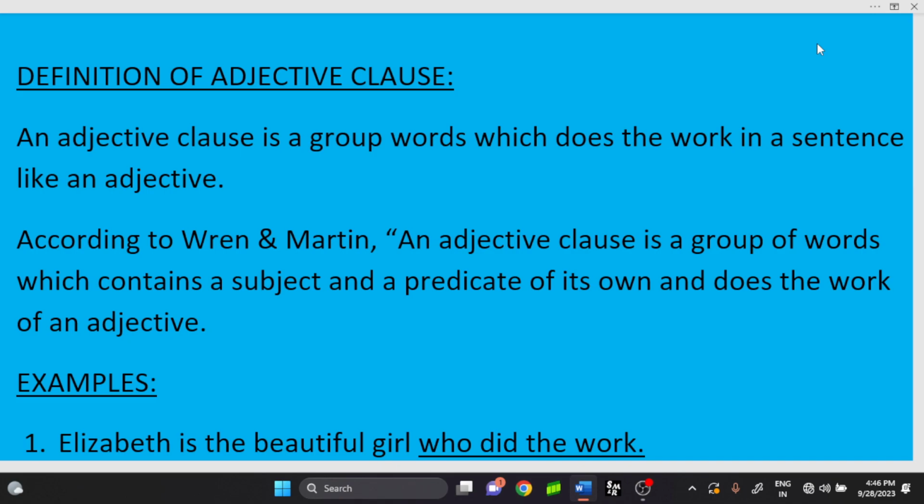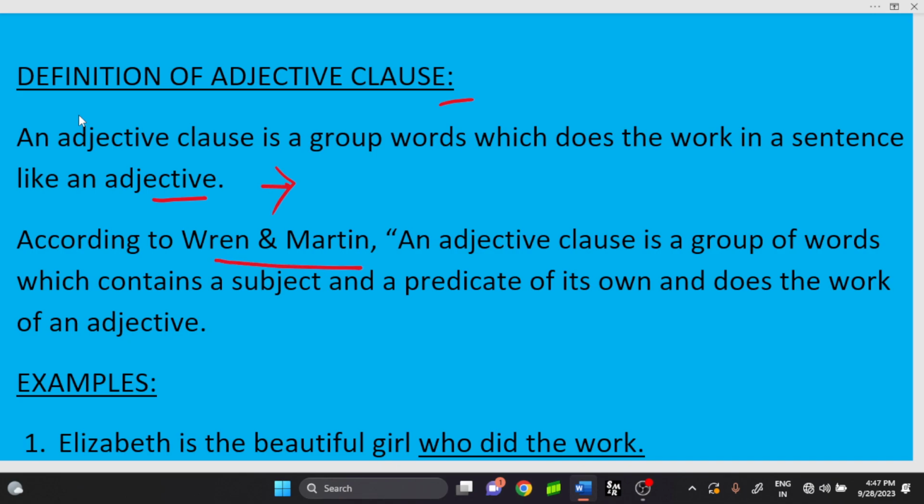What is an adjective clause? An adjective clause is a group of words which does the work in a sentence like an adjective. We all know what an adjective is. An adjective is used actually to modify any noun or a pronoun. It is one of the kinds of parts of speech. Out of the 8 kinds of parts of speech, adjective is one of them, and an adjective is used to modify any noun or a pronoun.